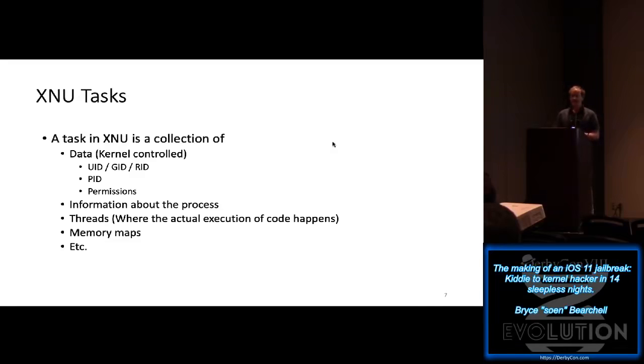A task in XNU is very analogous to the EPROCESS structure inside of Windows. It's a collection of everything that the kernel needs to know about a program to run it. So like the state, where it lies, what permissions it has, where its memory is mapped, is it memory mapped or is it paged down. So it's just a collection of data surrounding a process, and it's all built out in a nice little struct that we'll see later.